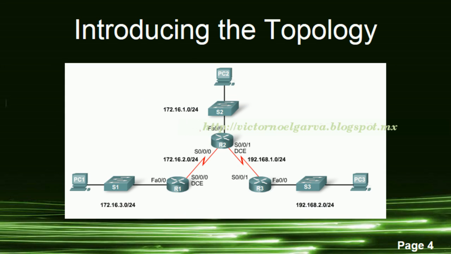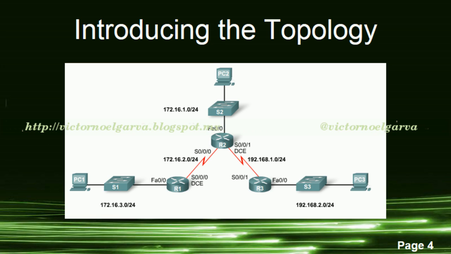The figure shows the topology used in this chapter. The topology consists of three routers, labeled R1, R2, and R3. Routers R1 and R2 are connected through one WAN link, and routers R2 and R3 are connected through another WAN link. Each router is connected to a different Ethernet LAN, represented by a switch and a PC.